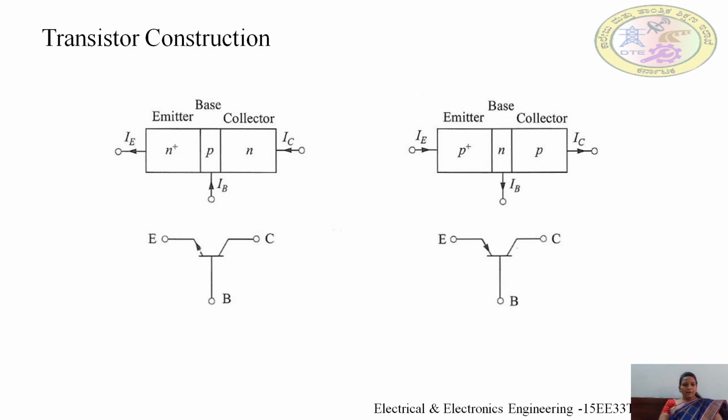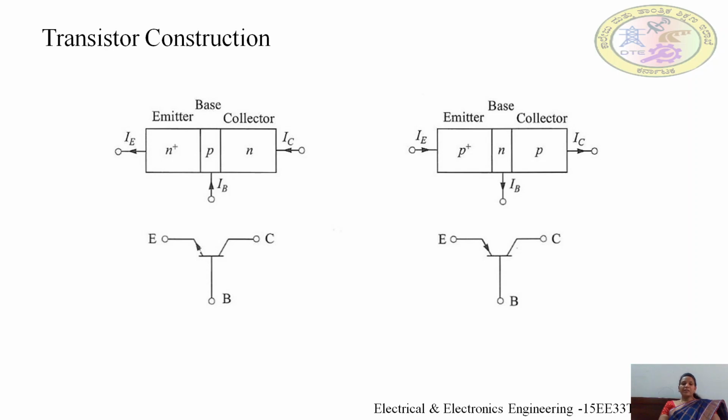Now you can see in this picture, size wise, our collector is large, whereas the base in both types of transistor is made very thin, and the emitter is moderately sized. But doping level wise, the emitter is heavily doped, the collector is moderately doped, whereas the base, which is the middle terminal, is very lightly doped. Then, what is the function of the emitter?